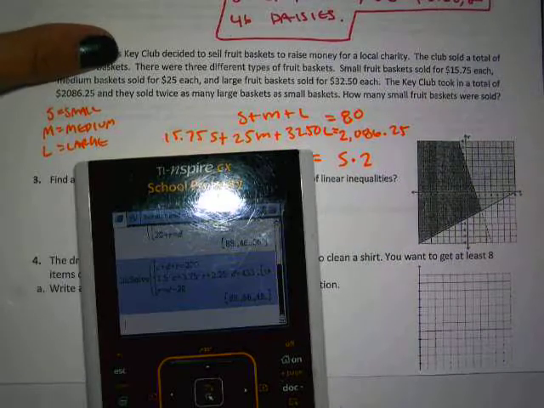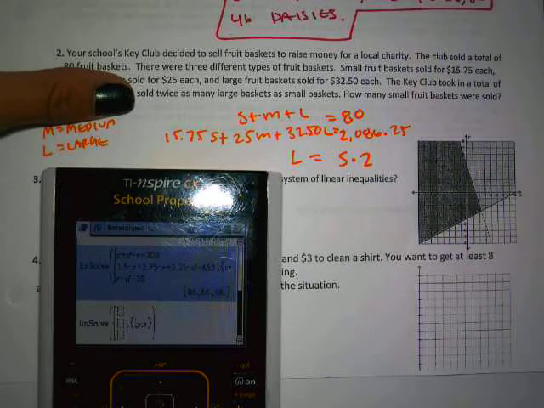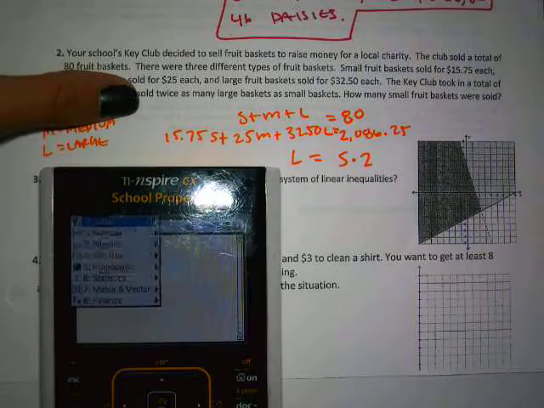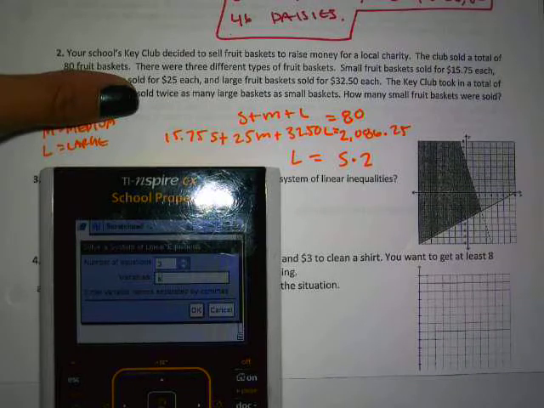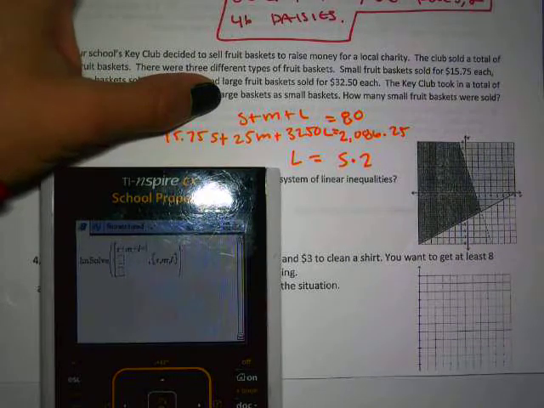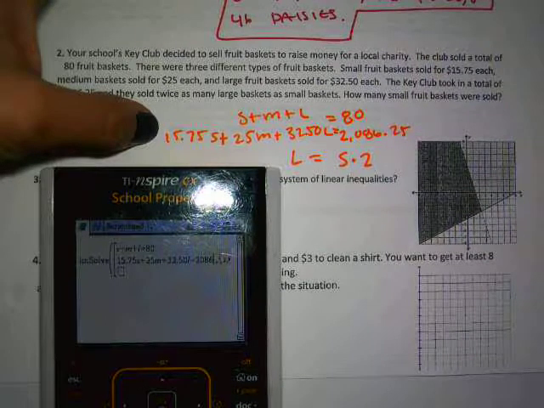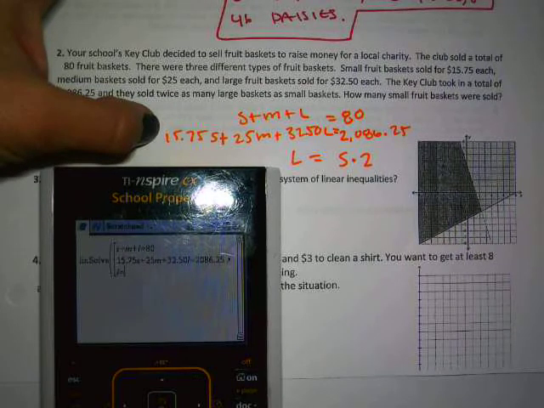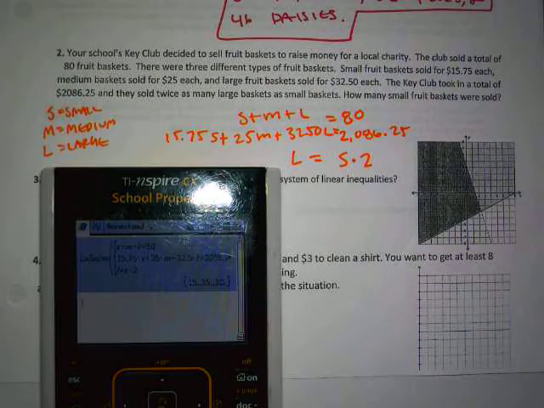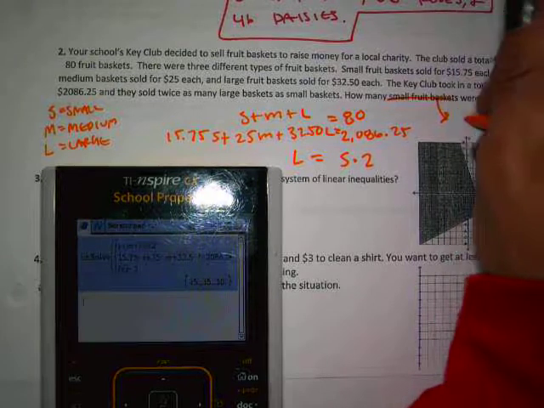All right, same thing. Go to your calculator. 3 variables. I used S, M, L. All right, so S plus M plus L equals 80. 15.75 S plus 25 M plus 32.50 L equals 2,086.25. And L equals S times 2. All right, and so my answer is 15, 35, and 30, but all I'm concerned about are the small baskets. So small baskets are the first one, S, so small baskets was 15.